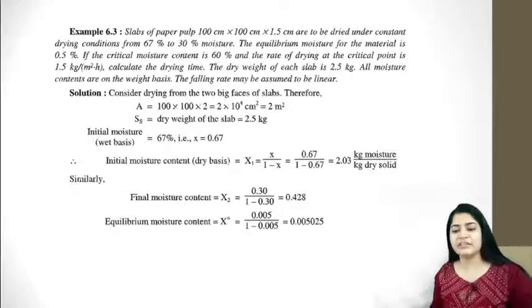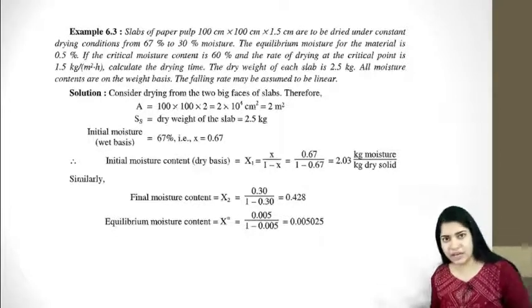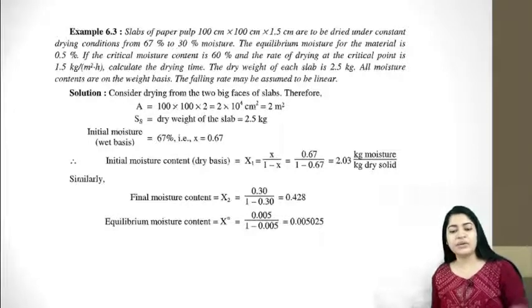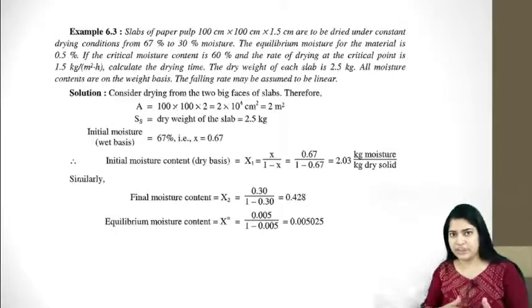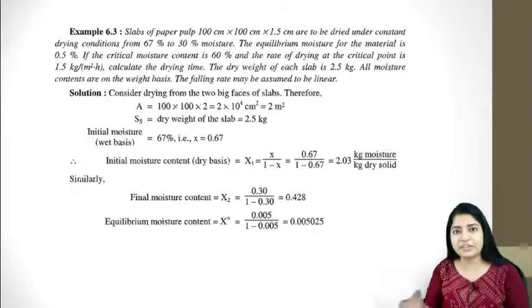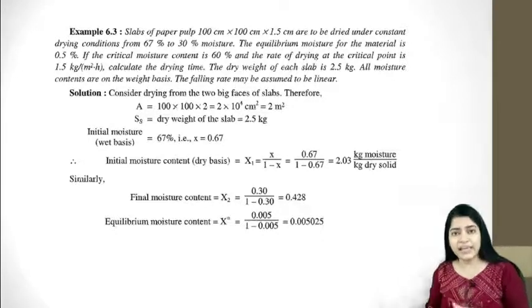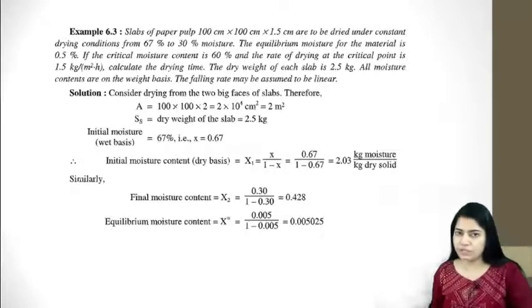Here the dry weight is given as 2.5. All moisture contents are on wet basis. So first of all, what is your area? You calculate 100 into 100 into 2. Why 2? Because drying happens on both sides; 1.5 centimeter is your thickness. Since you are suspending it, both the sides would be subjected to drying, so we multiply it with 2. So you got your area as 2 meter square.